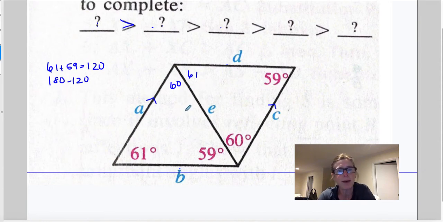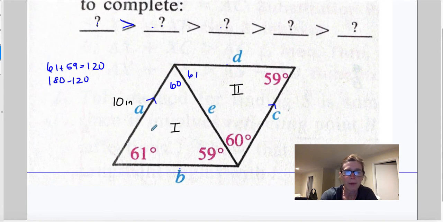But the way I think about this is that the lengths all relate to each other in each of the triangles. So let's pretend I was looking at this and I called this triangle 1 and this triangle 2. If I said that the side opposite 59 was of length 10 inches, well, then the side opposite 60 would have to be bigger than that. So I could say any number bigger than that. How about 11 inches? And then the side opposite 61 would be 12 inches.